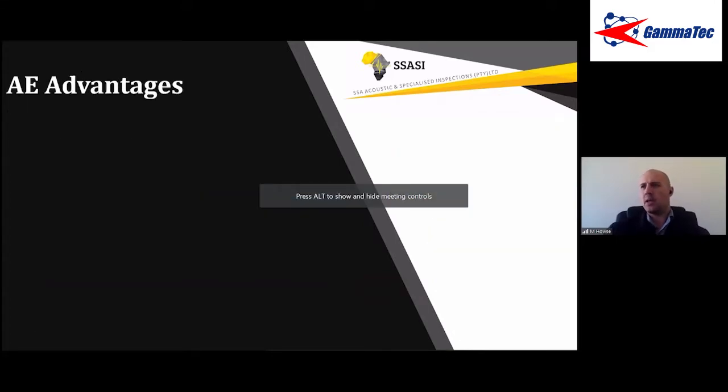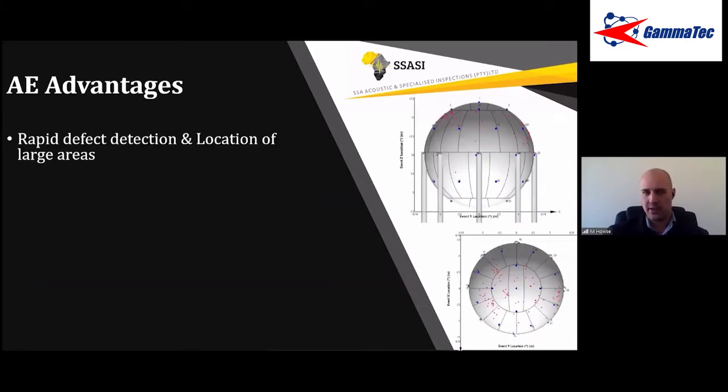Now, bearing these differences in mind, acoustic emission has various advantages. So we can rapidly detect and locate defects in large areas. So for example, if you take a storage sphere, if we're able to pressurize that with a couple of sensors on, there's about 12 sensors on this particular sphere, we can test the entire structure in a couple of days compared to a couple of weeks if we were scanning it with UT.